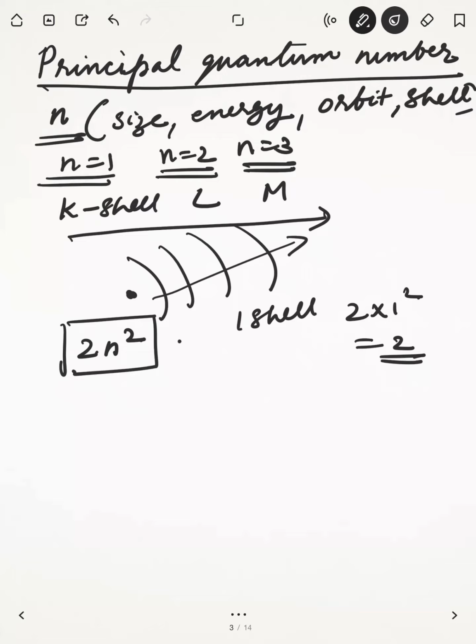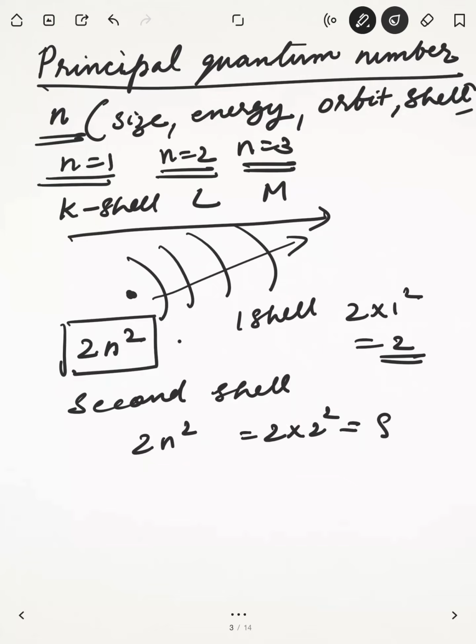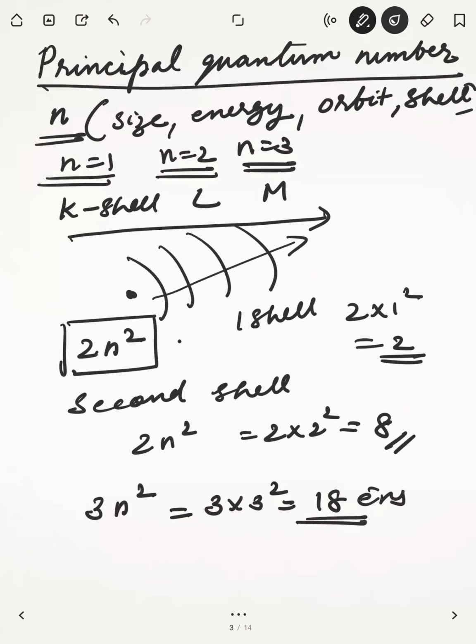In the second shell, again 2n square, that is 2 into 2 square, that is maximum number of electrons that can be accommodated is 8. Third shell, 2n square is the maximum number of electrons, that is 2 into 3 square, that is 18 electrons can be accommodated. This number is maximum. So n shows the energy, or the size, or the orbit, or the shell or principal energy level.